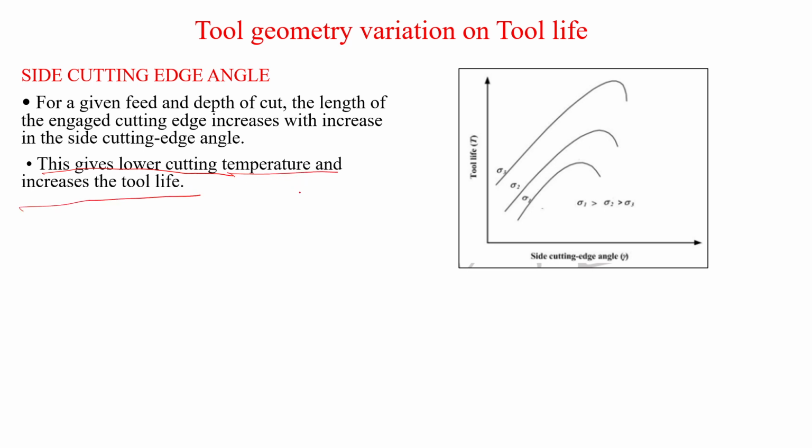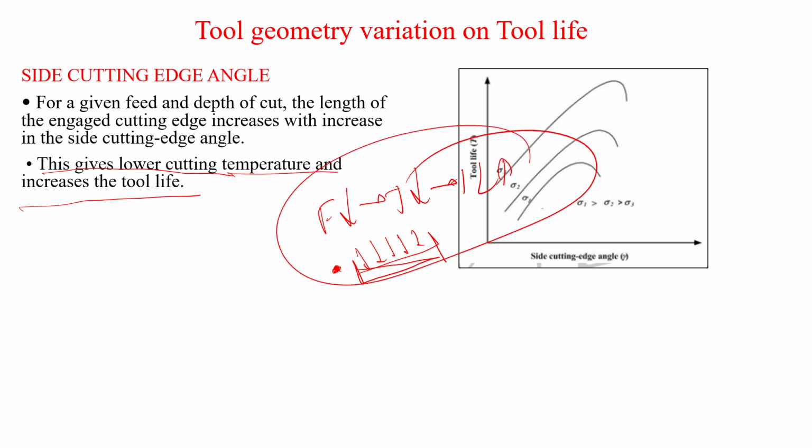What happens if side cutting edge angle increases? The more length of cut is engaged during machining. Because of that, the load is distributed very evenly. If you have a single point, the load is very high, so force will increase and temperature will increase. But if you have a particular length, then the load will distribute uniformly, right? Because of that, the force will decrease, temperature will decrease, and tool life will increase. The same reason.